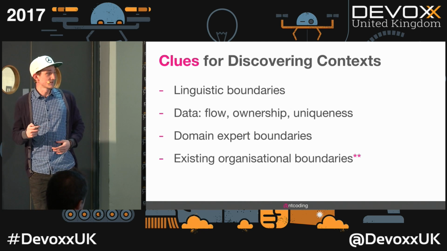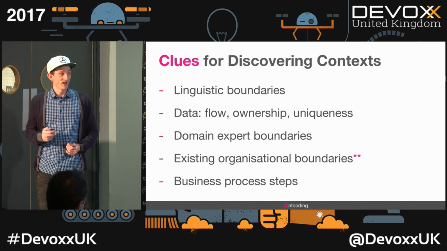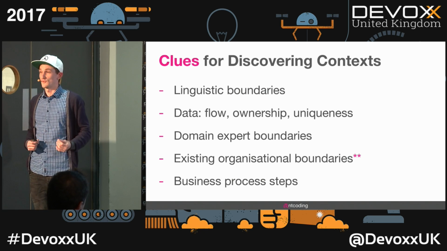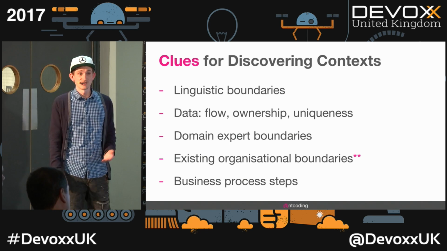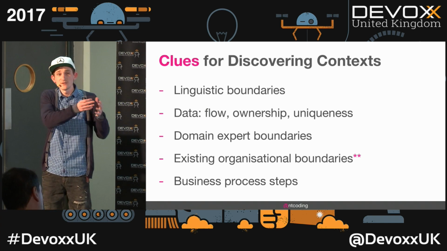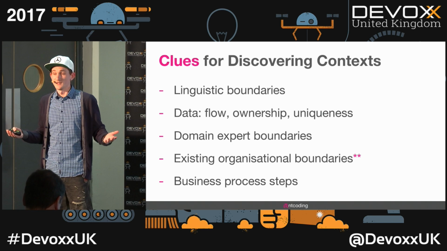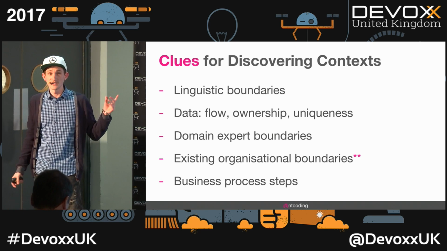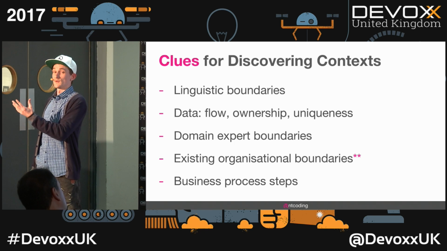We talked about existing organizational boundaries, can be useful, can be a bit of a red herring, and we've also got business process steps. In some domains, to find your context, you just take your business process, you chop it up into steps, and each step is a context. It really is that easy sometimes. So we've got here, review, resubmit, renegotiate, and case management.